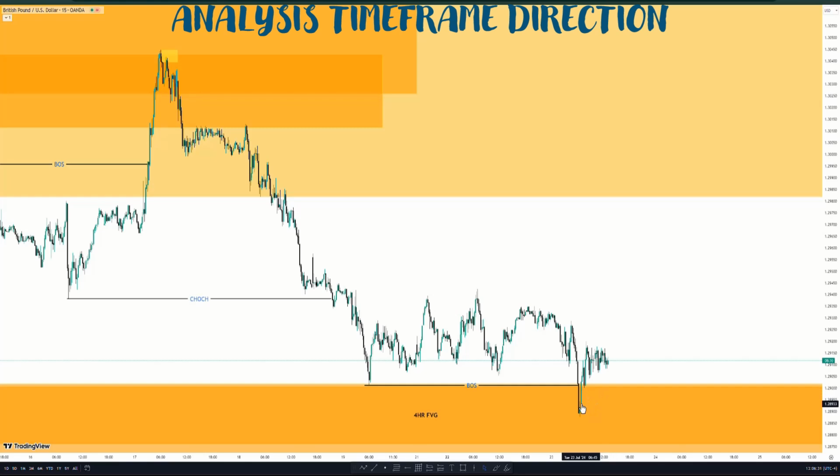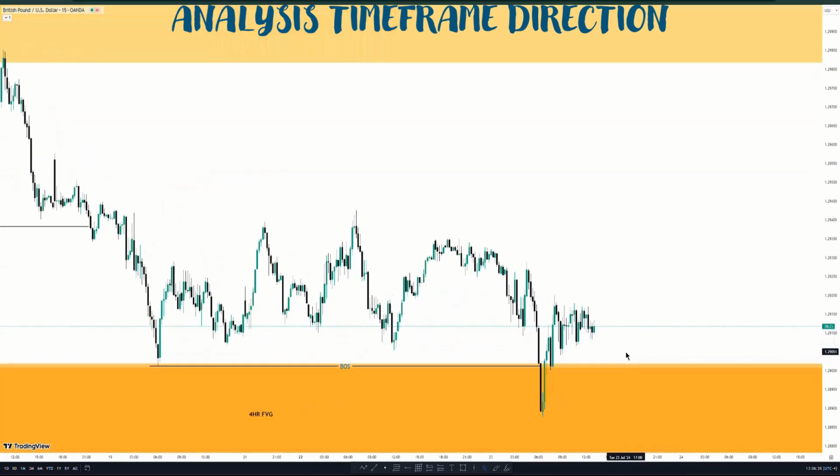Here it's going to be very difficult for you if you are not looking at the bias. Because right now if you are just doing the 15-minute chart, you are looking for the market to take out inducement, but inducement is all the way up there. If you entered here, since this is going against the analysis time frame direction, that inducement is just going to be your target profit.